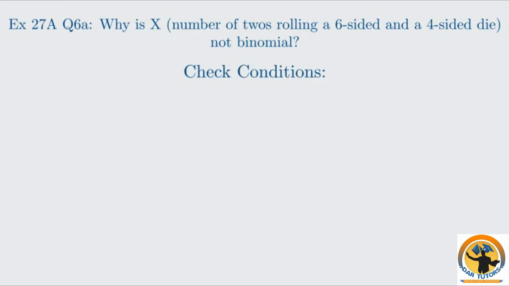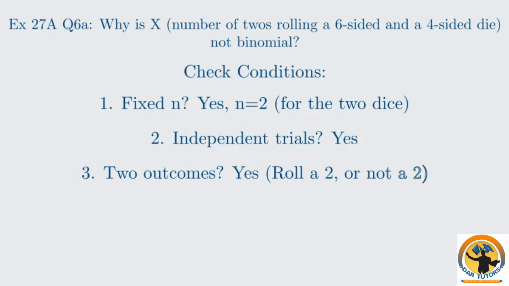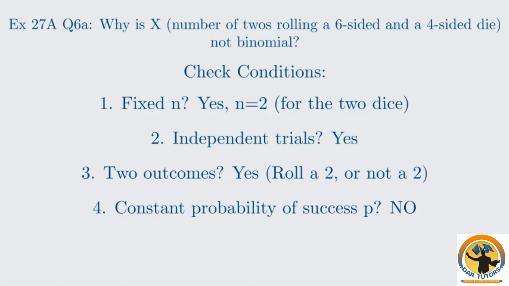Let's check the conditions. Number of trials fixed? Yes, there are 2 trials, the 6-sided die and the 4-sided die. Independence? Yes, the outcome of one die doesn't affect the other. 2 outcomes? Yes, rolling a 2 or not rolling a 2 for each die. However, the 4th condition, constant probability of success p, is not met.